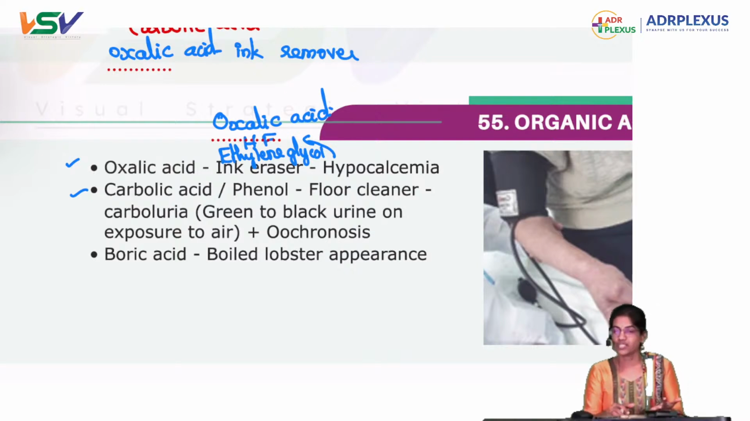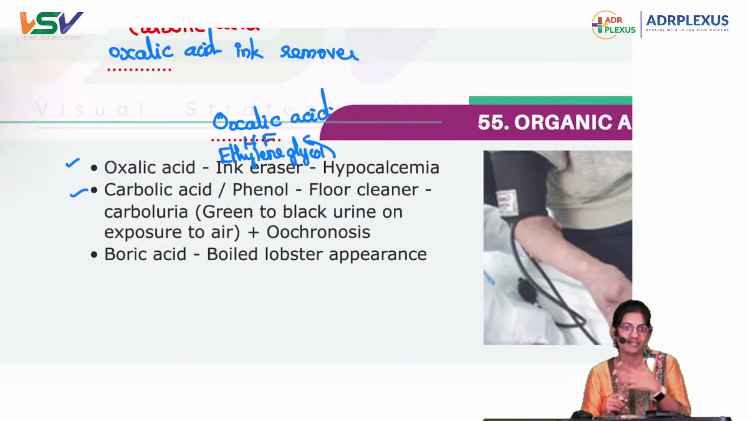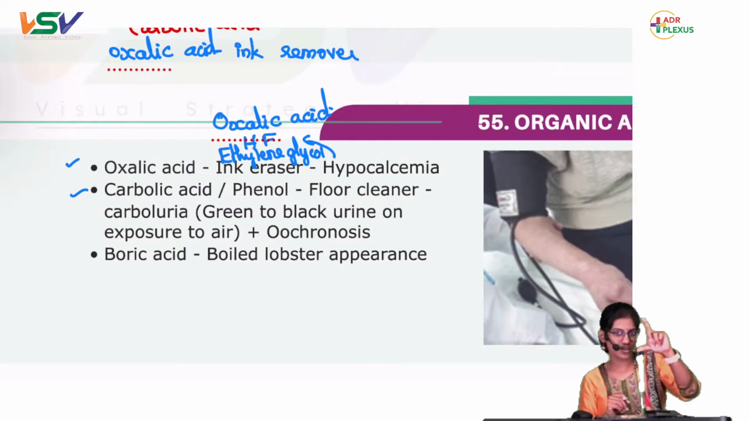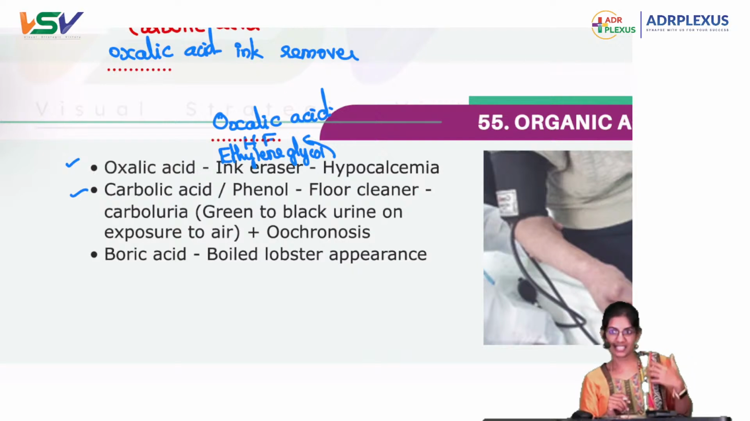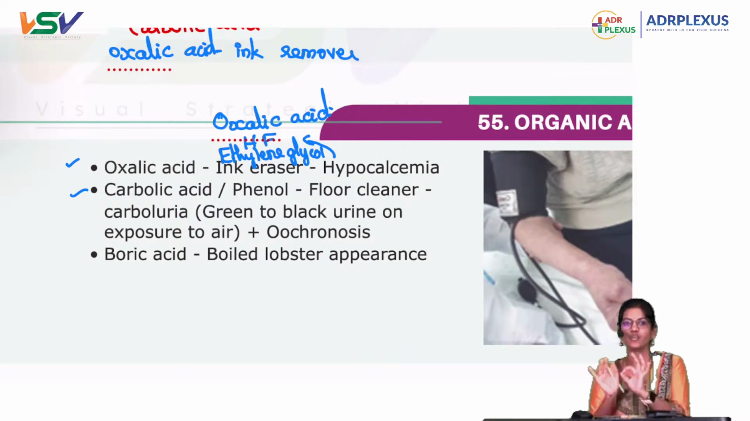See, calcium oxalate crystals will be there. Renal failure will happen. If your question contains calcium oxalate crystals, renal failure, a patient who drank ink eraser, with Chvostek's sign and Trousseau's sign, think about oxalic acid. Whereas in carbolic acid, they will give you a urine sample which becomes more and more black on exposure to air. It is green, going towards black. It is carboluria. That's because of its metabolites, hydroquinone and pyrocatechol. Carboluria, green to black urine.